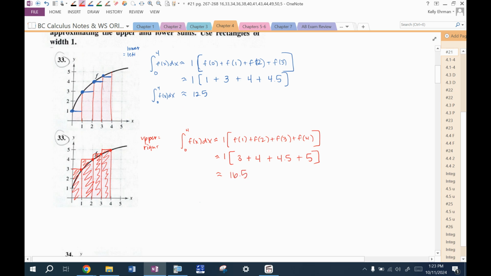Again, that's just our estimate here. It says use those to bound the actual area. That just means all we know right now is that the actual area is somewhere between 12.5 and 16.5. So I like to write that like this. The actual area is the integral from 0 to 4 of f of x dx, and it sits between 12.5 and 16.5.